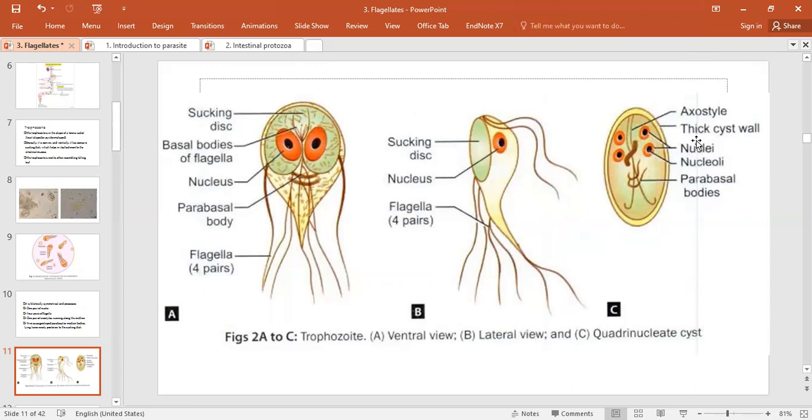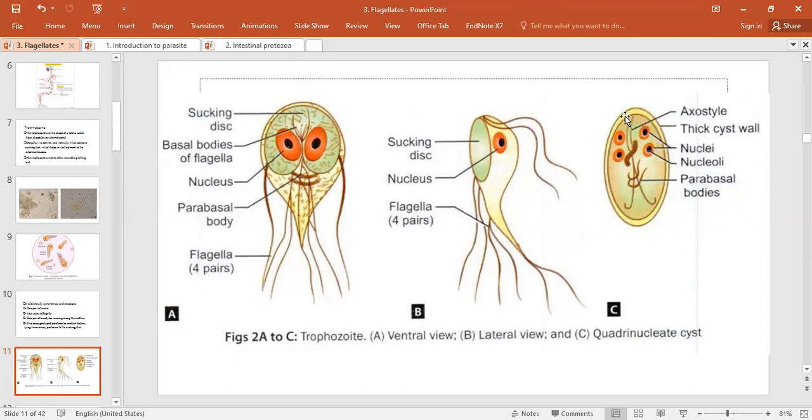The cyst is different from the trophozoite. It is an oval shape or round. It has 2 pairs of nuclei. Parabasal bodies exist. Exostyle is over here. It has a thick cyst wall. It is a hyaline wall. It's a hyaline cyst wall.